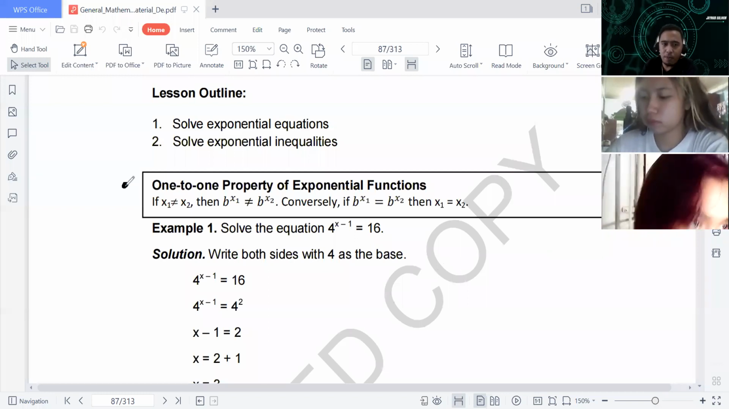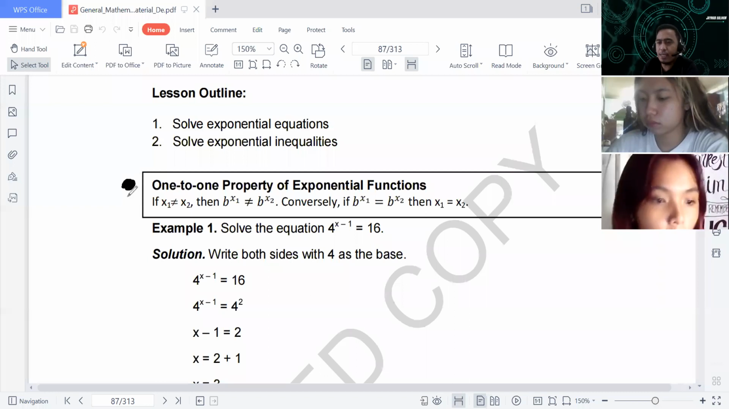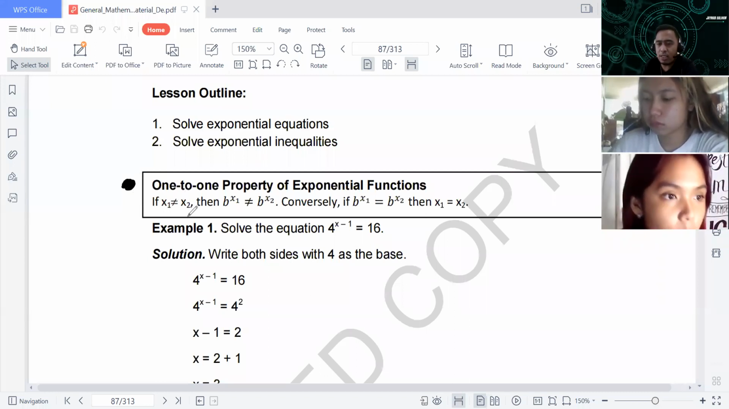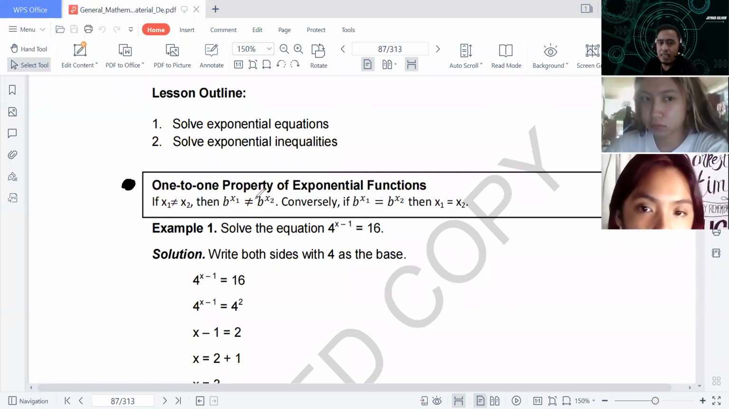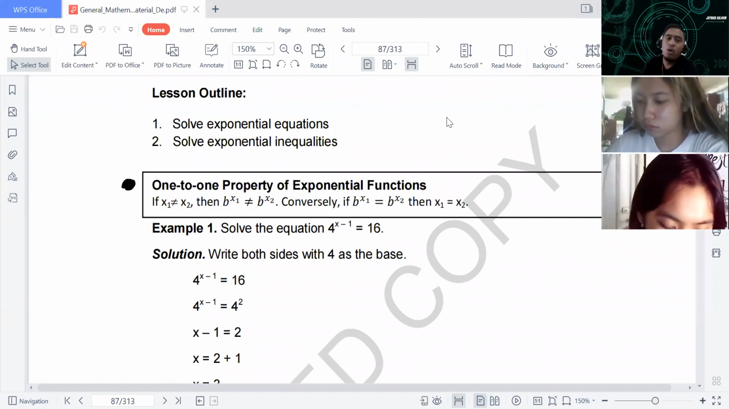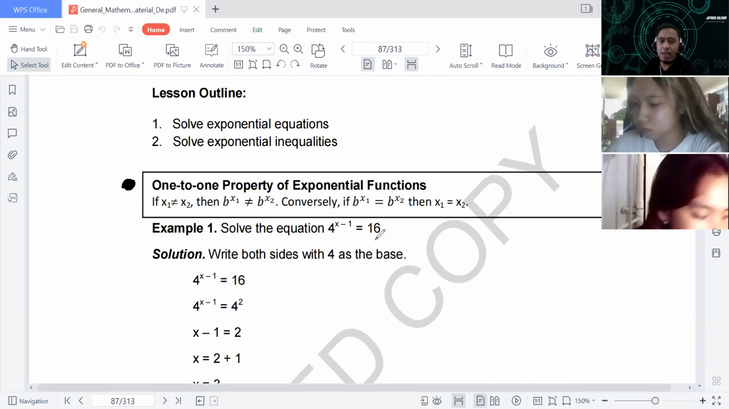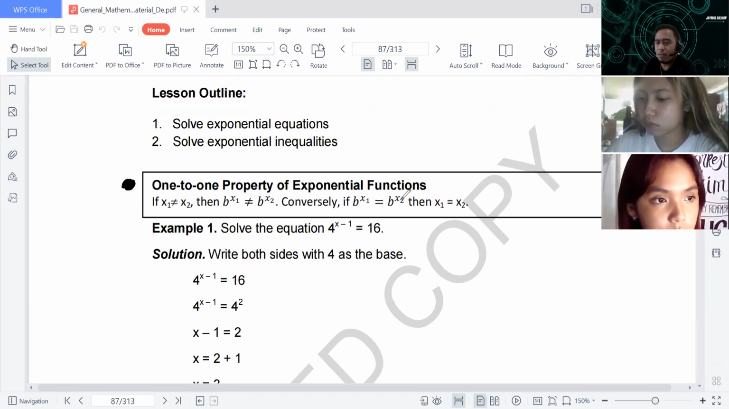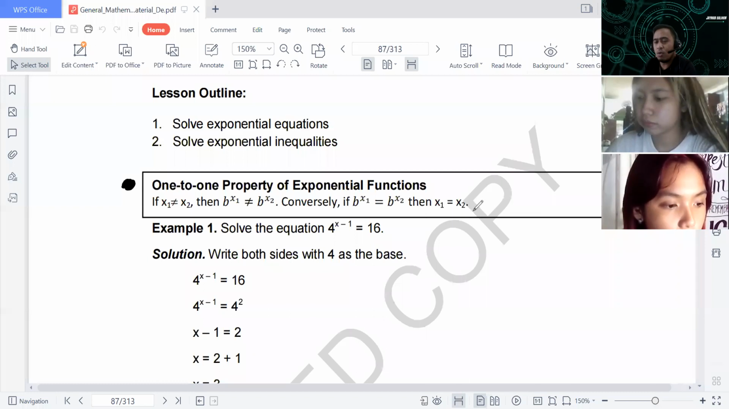The one-to-one property of exponential functions states that if you have x sub 1 not equal to x sub 2, then b to the x sub 1 is also not equal to b to the x sub 2. Or conversely, it can be written as: if b to the x sub 1 is equal to b to the x sub 2, then x sub 1 is equal to x sub 2. So this is important.